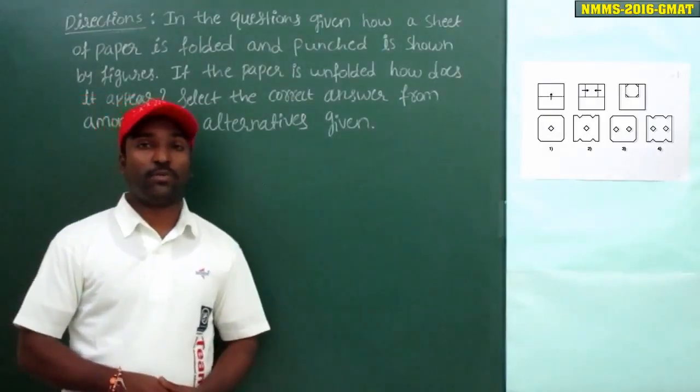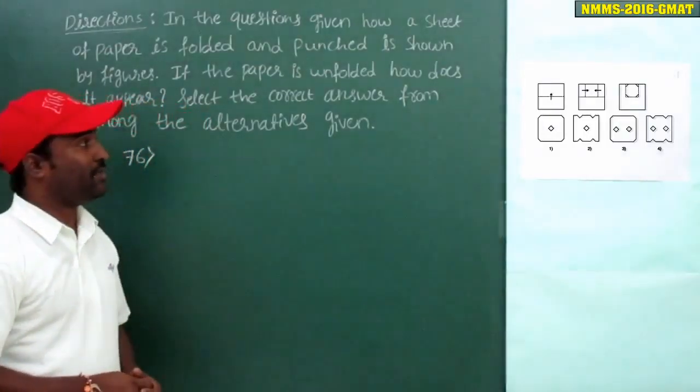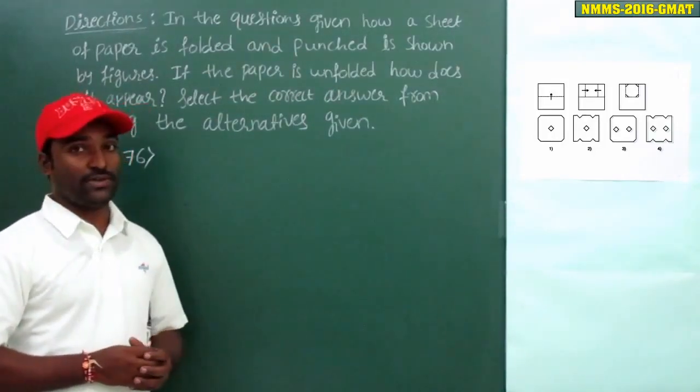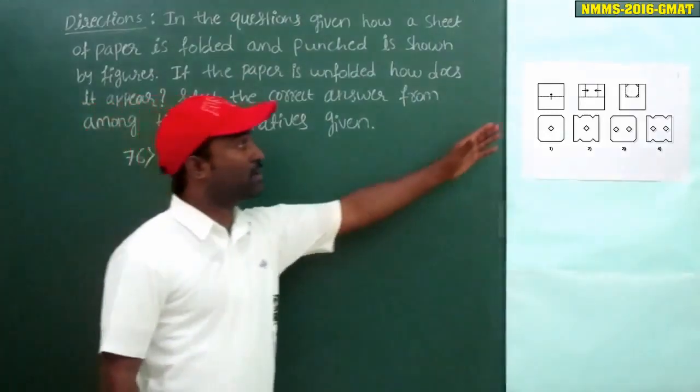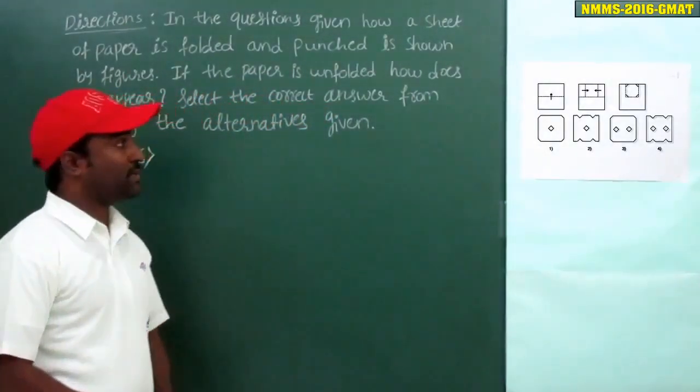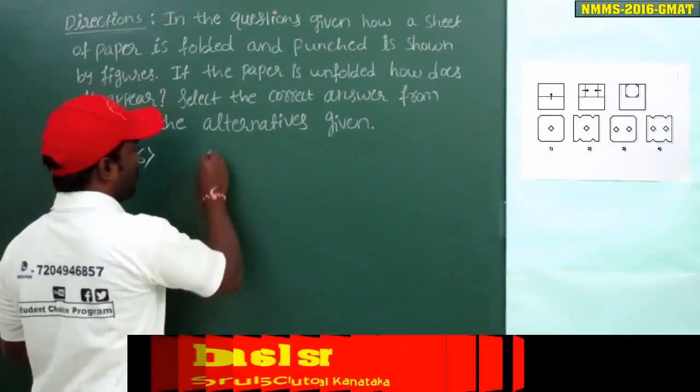Friends, here is the last problem based on the same direction. We have to find the unfolded paper after punching different cuts. Here the three figures are given, showing how the paper is folded and how it is punched. So let us draw that paper, or those figures, here.